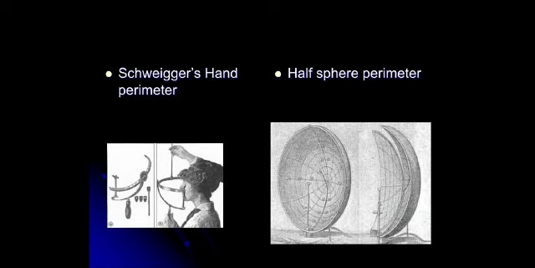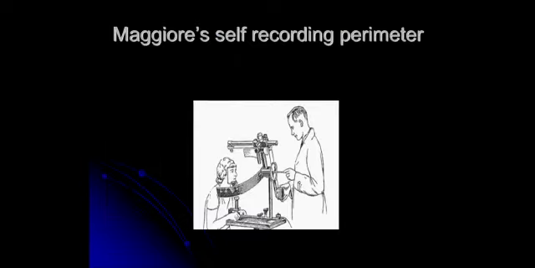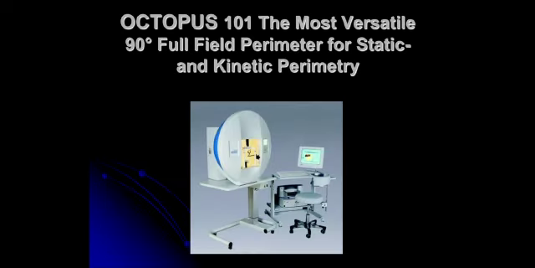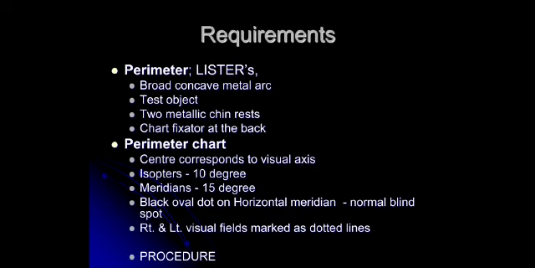There are different types of perimeters like hand perimeter, half sphere perimeter, Maggiore self-recording perimeter, Walker's perimeter, Humphrey's perimeter, octopus. But the standard is the Lister's perimeter, which we use. So this is an instrument that accurately maps the field of vision. There are different types of perimeter available. The commonly used perimeters are Priestley and Lister's.